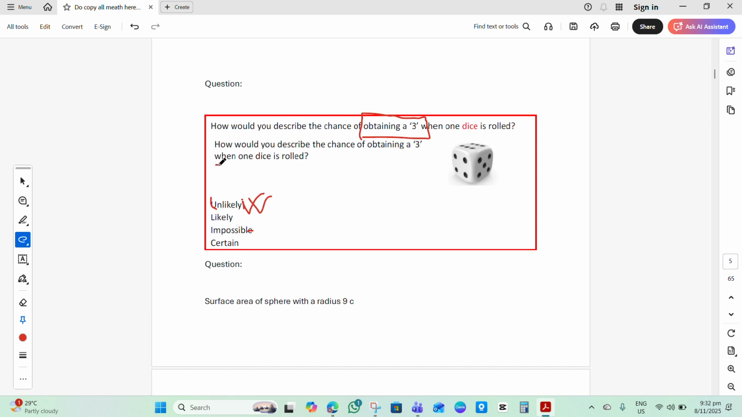It is asking when one dice is rolled. There is one time, not 3 times, not 4 times, not 5 times. Only when the dice is rolled, meaning to say only one time you have a chance to roll the dice. So what should it become? Unlikely.